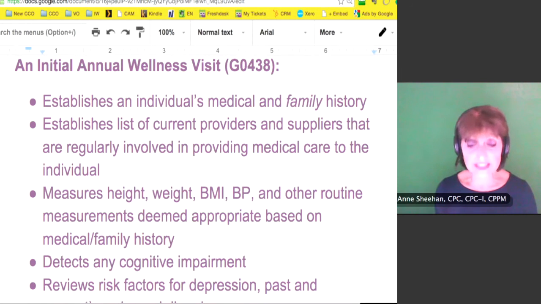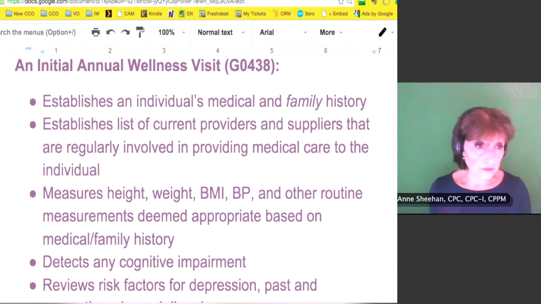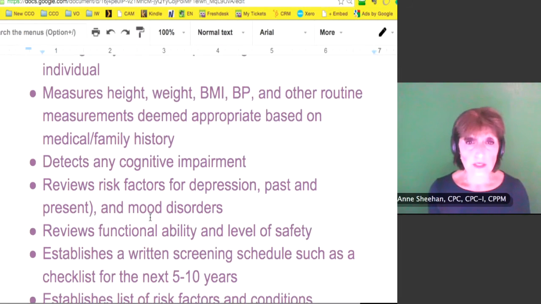So as you can clearly see, this is not a complete checkup. This is really just an overview and really establishing the patient's medical history. And then the doctor will establish the list of risk factors and conditions, furnish personal health advice and a referral as appropriate to health education and counseling, even like for a mental health provider, anything of that nature. And then any other elements determined appropriate by the Secretary of Health and Human Services through the National Coverage Determination.